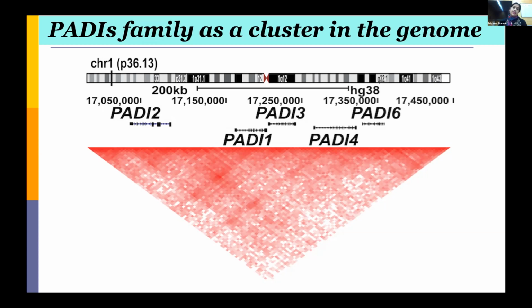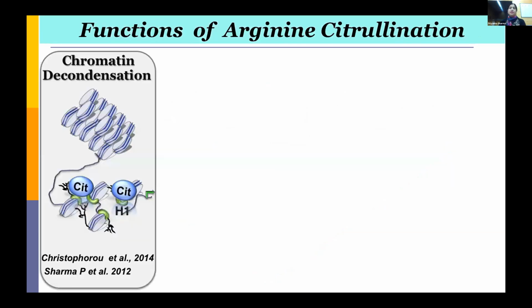The next very important point is: what is the function of citrullination? The first thing we know so far is that during citrullination there is a reduction in hydrogen bonding, which affects the interactions between histone H1 and the DNA, and that leads to chromatin decondensation. So with chromatin decondensation, transcription activation might be increased in this region.